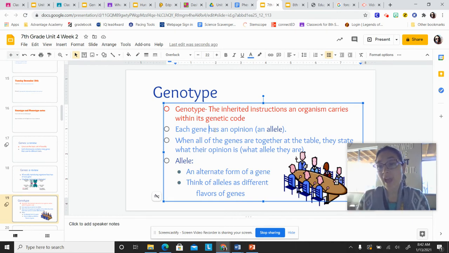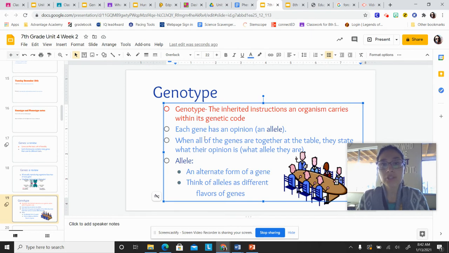This means this is the actual gene. These are the two letters that we talked about, I believe, last Friday. These are the two letters that come and represent the gene. Okay, so the genotype is the gene, and it's represented by those two letters.